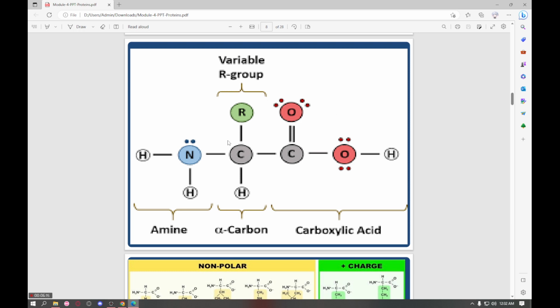These are the component structure of your protein. These are made of amine, that is the NH.